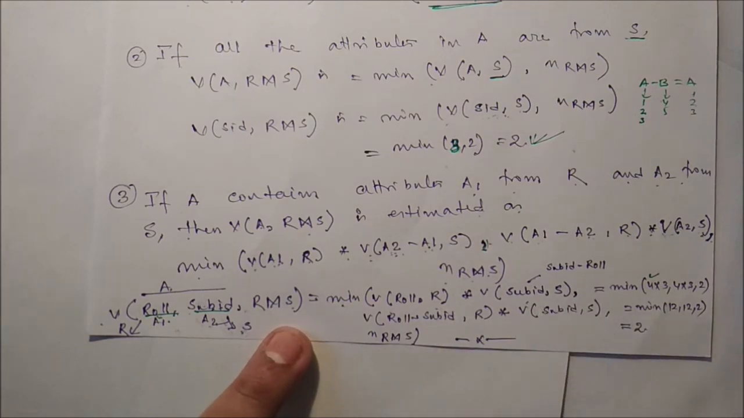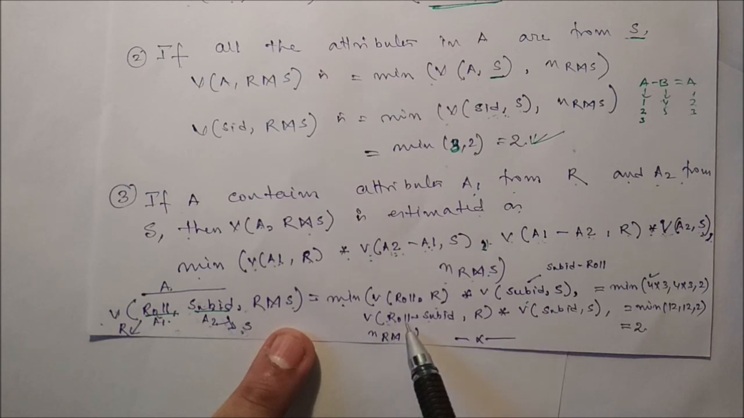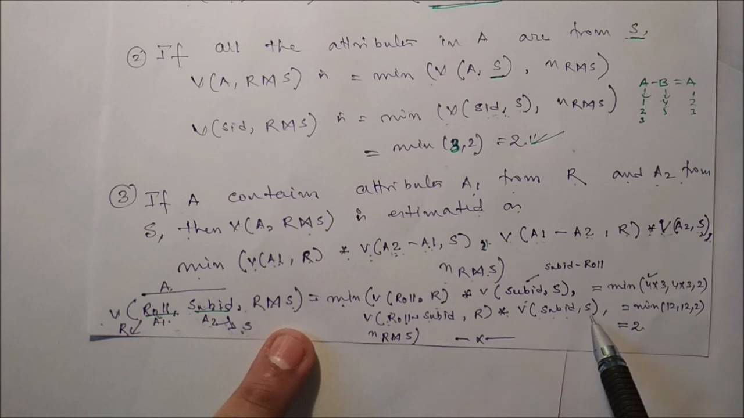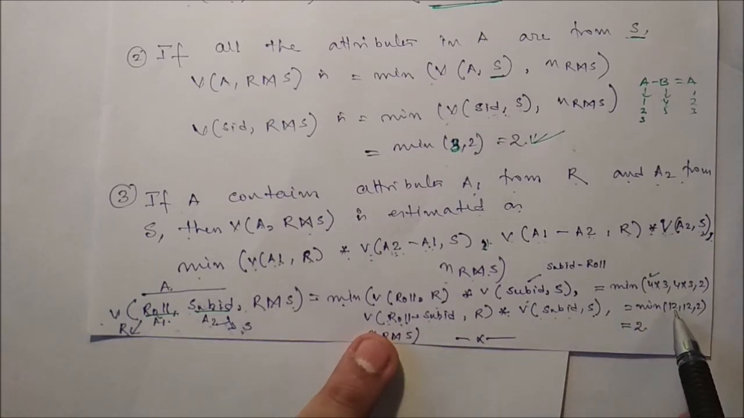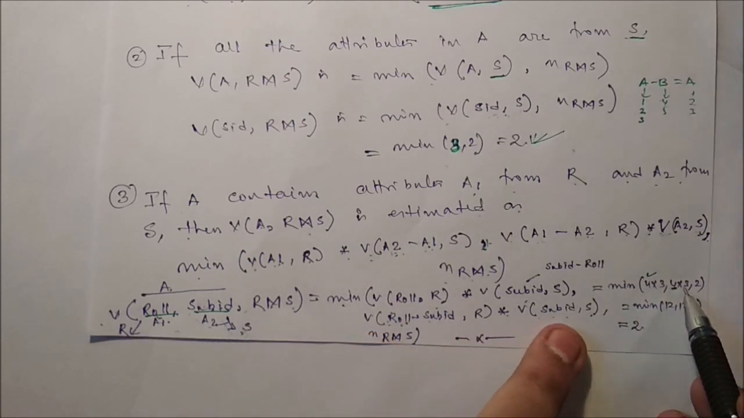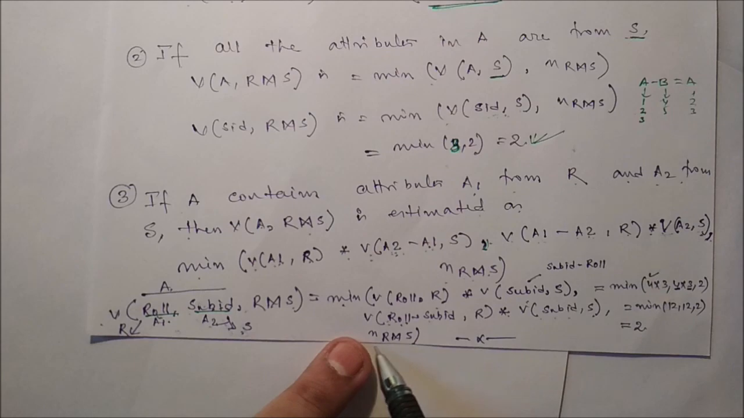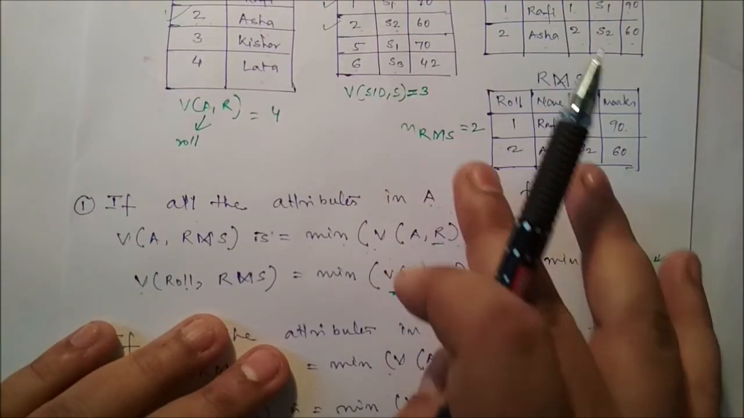Now here, next is what? V(A1 minus A2). So roll number minus subject ID. Definitely it will be directly roll number, because no common thing is there, and into V(subject ID, S). So here distinct roll numbers is what? It is 4, and distinct subject IDs is what? It is 3. And how many records are present in this particular join? 2 records are there. We have seen only 2 records are there.